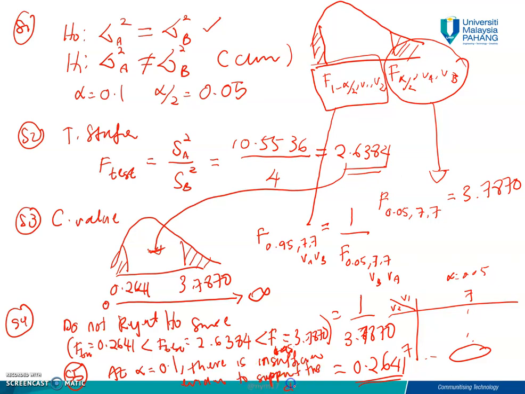to support the claim. What is the claim? The claim that there is a difference in variability of machine A and machine B. So that is the solution for A. Important: step number 5 depends on your step number 1. Make sure you are clear on step number 1, then you can conclude here.